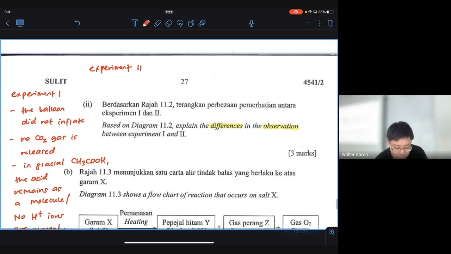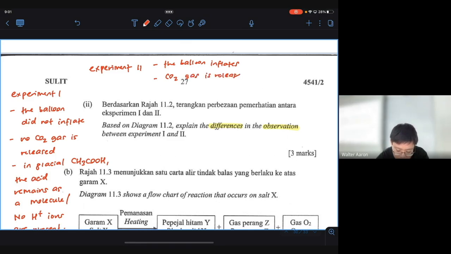So for experiment 2, the balloon inflates. Then you must explain why. Why does it inflate? Because CO2 gas is released. Then you explain that in CH3COOH solution, H+ ions are present to react with CaCO3.